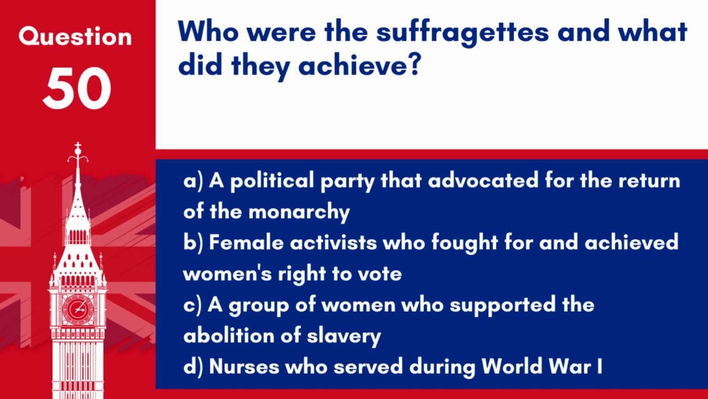Question 50. Who were the suffragettes and what did they achieve? A. A political party that advocated for the return of the monarchy. B. Female activists who fought for and achieved women's right to vote. C. A group of women who supported the abolition of slavery. D. Nurses who served during World War I. Answer: B. Female activists who fought for and achieved women's right to vote.